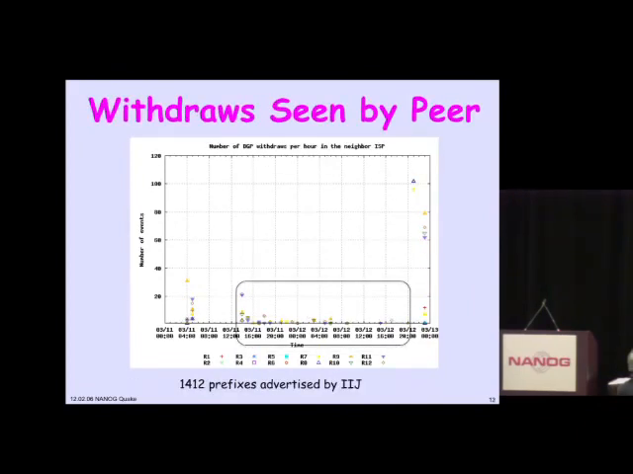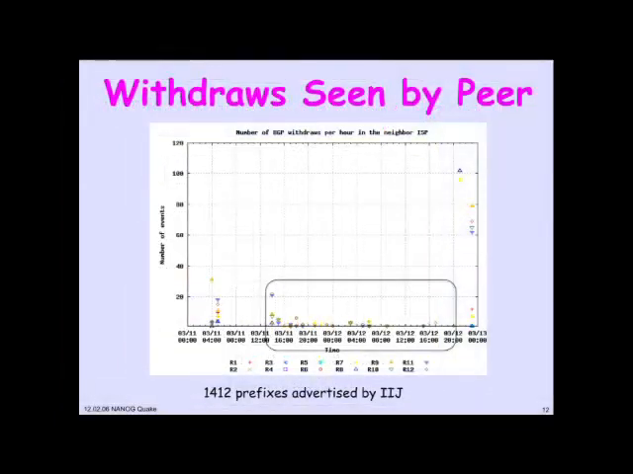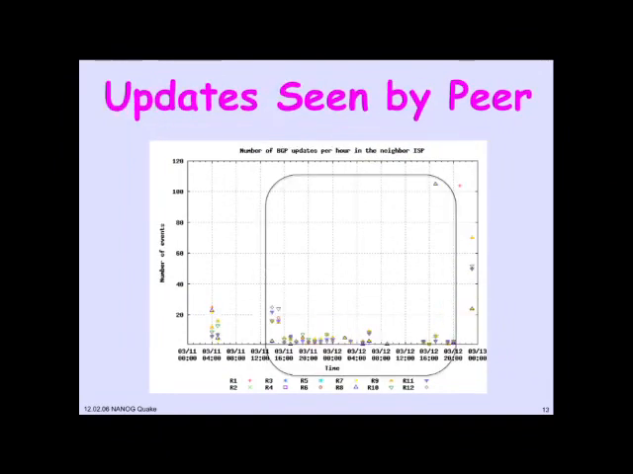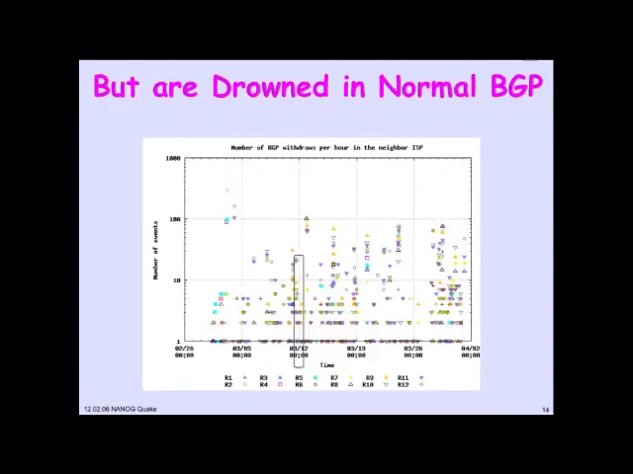So what we see is the event, and then we see a mess of prefixes. Very few get dropped, and there's the restore. The updates seen by the peer are here, and you can see the stuff start to come up. But compared to the rest of what they're seeing in BGP, almost everything is drowned out by just normal BGP noise. So it is not a significant BGP event to them.